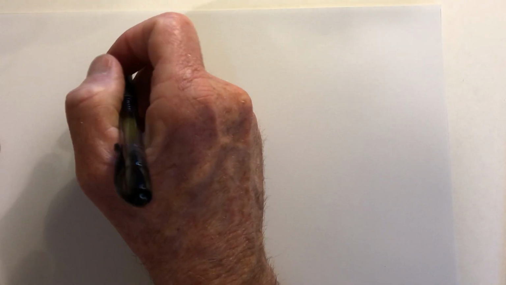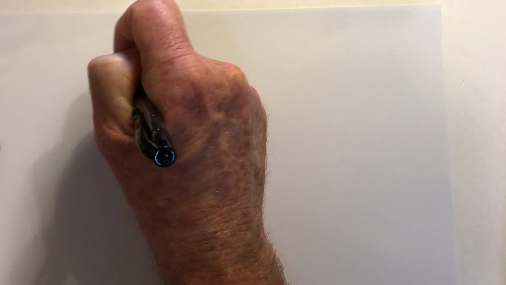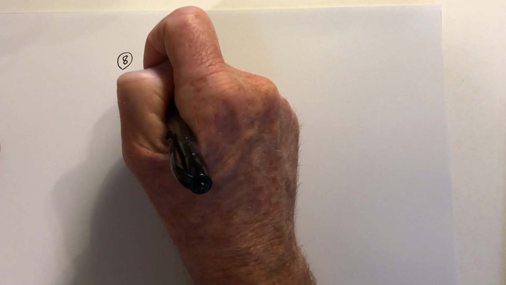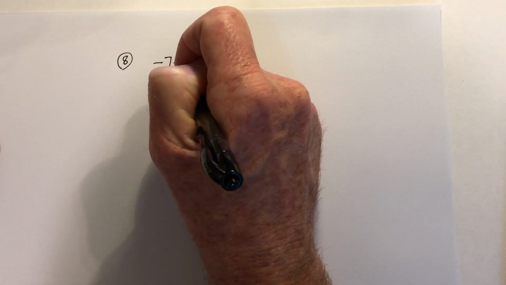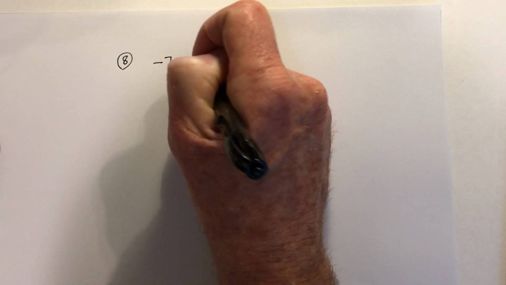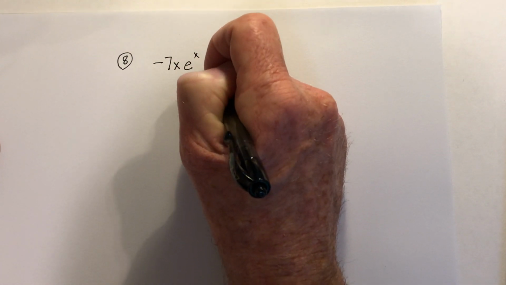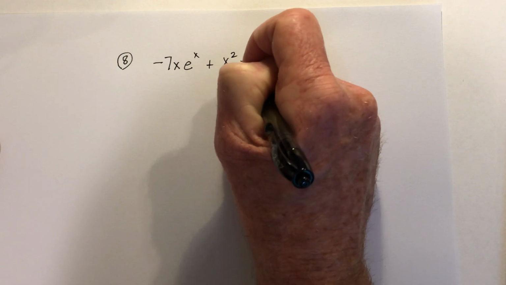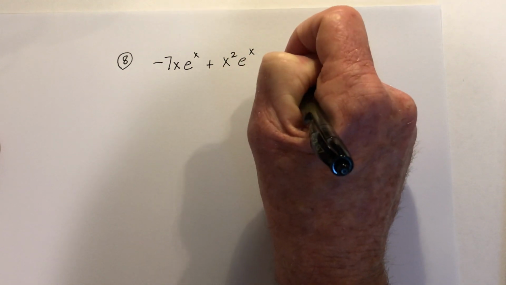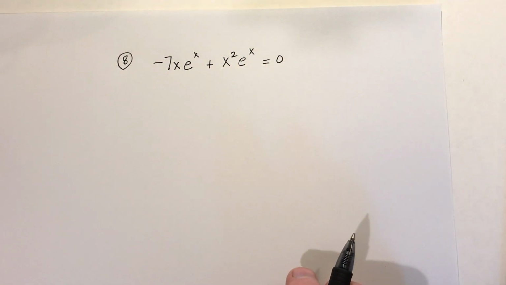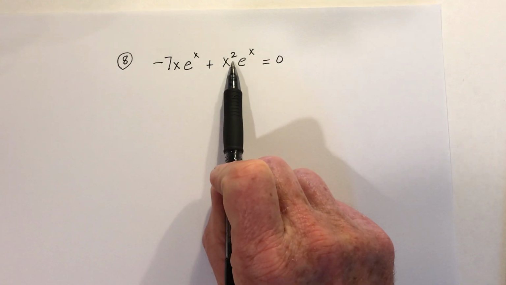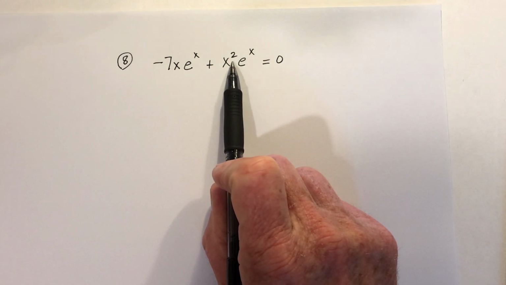And next up, what if it was just one step more? So for example, number 8, and again, this would come from, we take the derivative and we get something like -7x e to the x plus x squared e to the x equals 0. Since this has x squared, we're going to have two solutions.